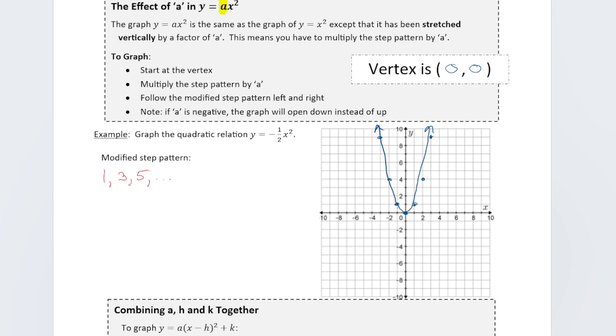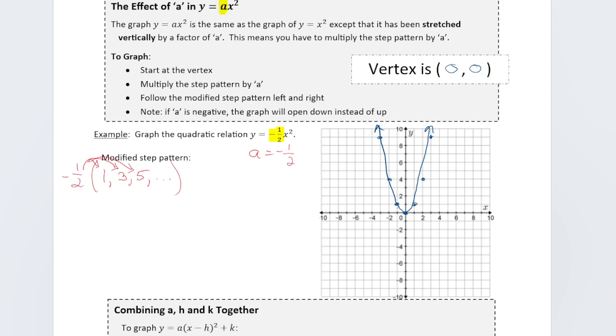Well, what's my a value? My a value here is negative 1/2. A equals negative 1/2. So we're going to have to multiply our step pattern by negative 1/2. So negative 1/2 times all of these. And it's kind of like our distribution principle. It has to multiply by each piece.